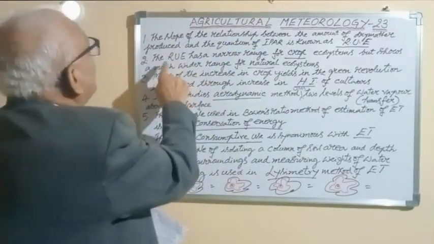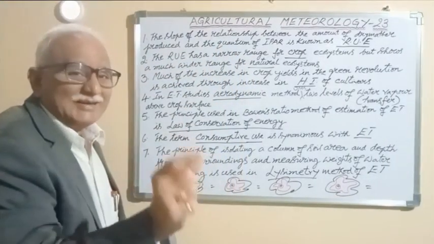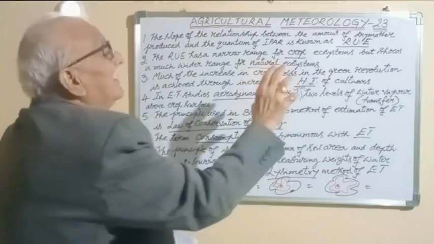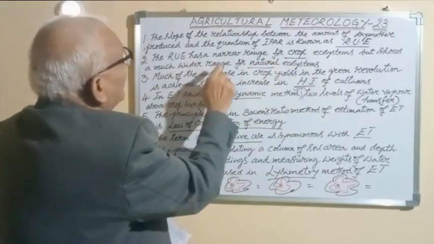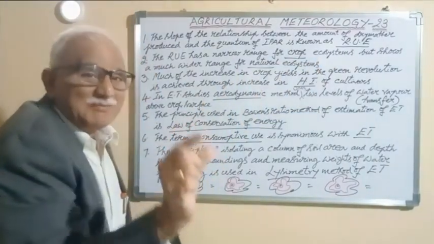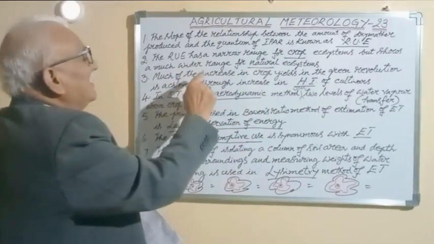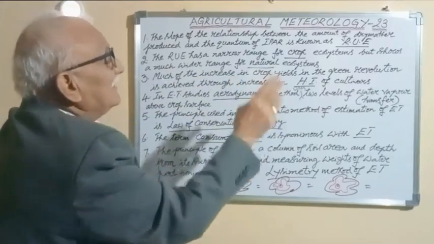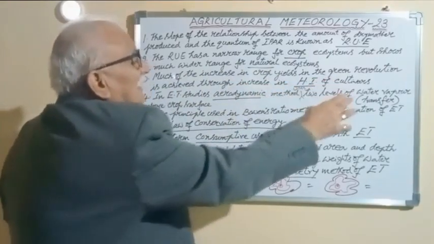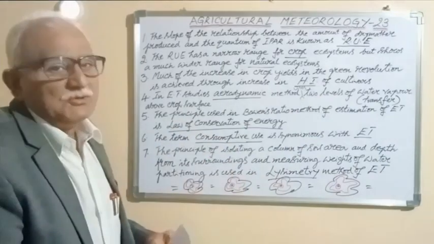Now, second bit. The radiation use efficiency has a narrow range for crop ecosystems, but shows a much wider range for natural ecosystems. In crop ecosystems it is narrow, but in the natural ecosystem there is a wide range. Much of the increase in crop yields in the green revolution was achieved through an increase in the harvest index of cultivars. That was the major achievement in the green revolution.